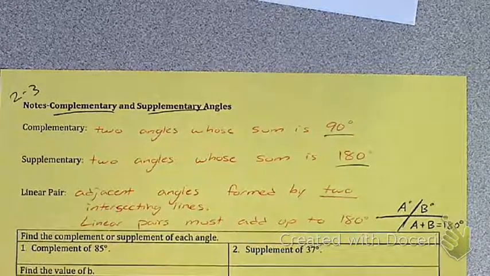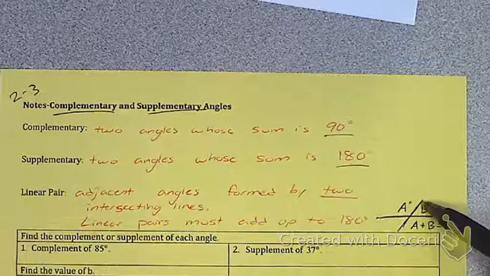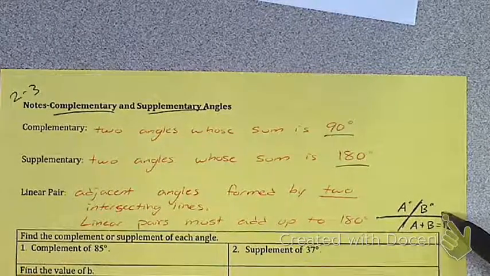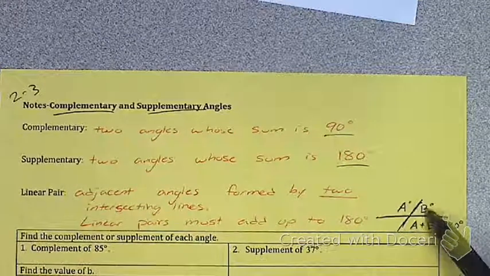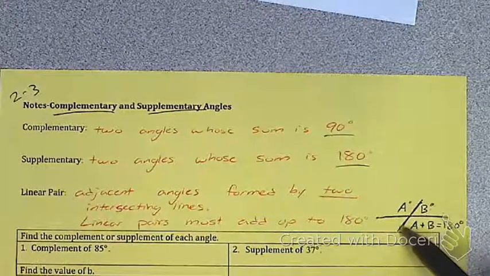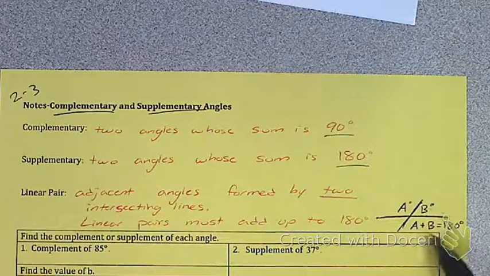And the last term is linear pair. Adjacent angles formed by two intersecting lines, like this example here. Two lines that cross, two angles that are right next to each other are adjacent angles. These two angles will always be 180 degrees.